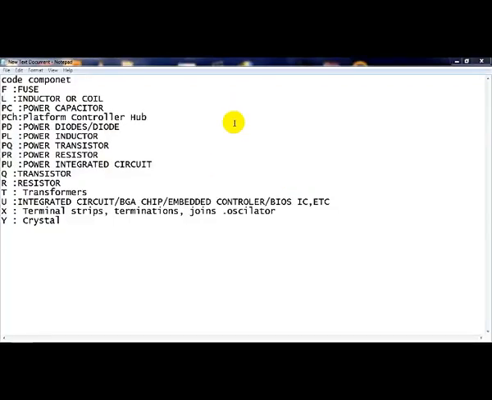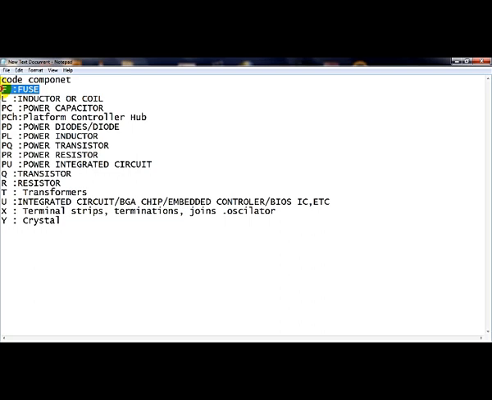Hi, today we'll talk about how to read a schematic diagram for a laptop. But first we must know the codes of the laptop motherboard components.